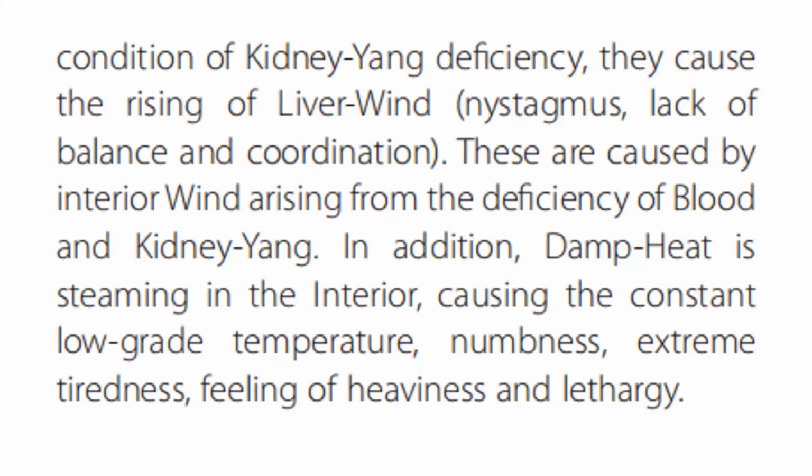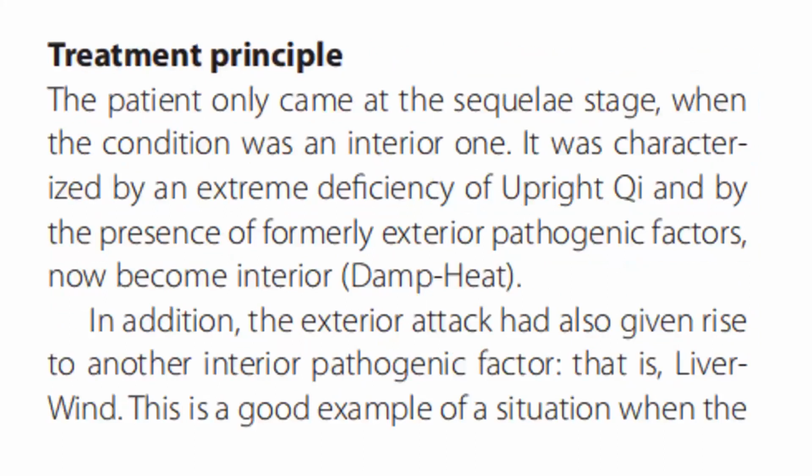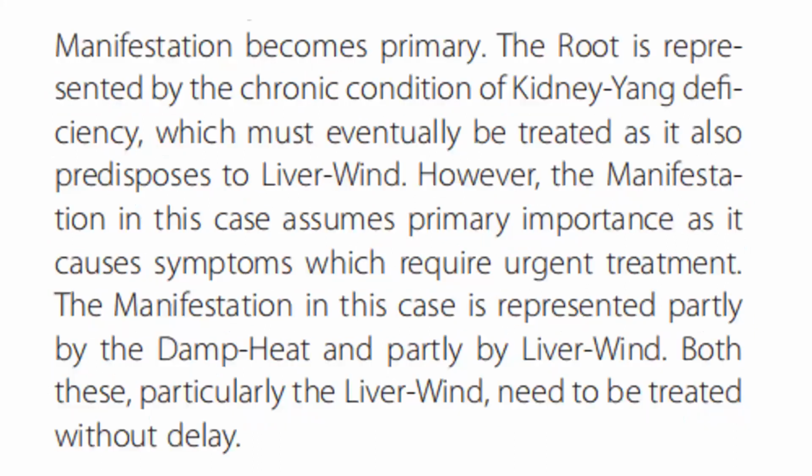For the treatment principle, the patient only came at the sequelae stage. When the condition was an interior one, it was characterized by an extreme deficiency of upright qi and by the presence of formerly exterior pathogenic factors now become interior, which is damp heat. In addition, the exterior attack had also given rise to another interior pathogenic factor, that is liver wind. This is one example of a situation when the manifestation becomes primary.